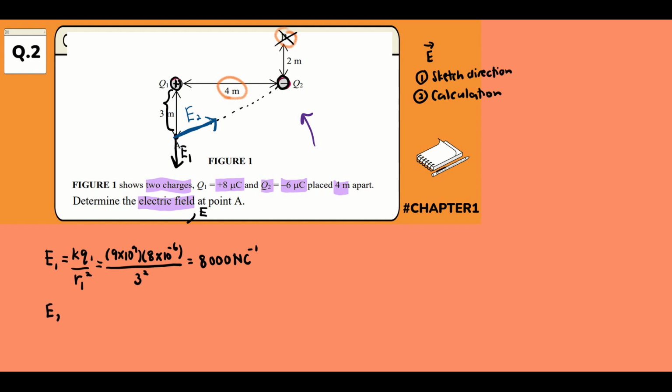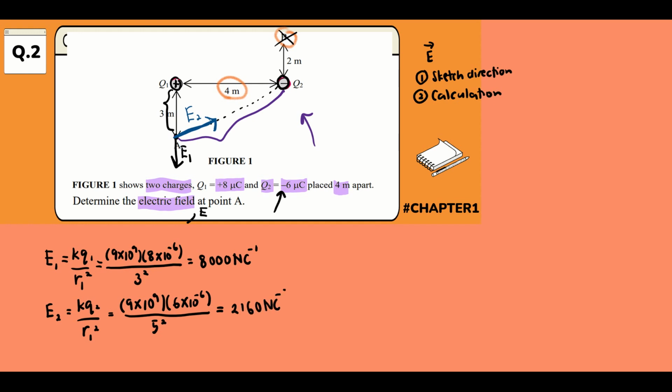And for E2, it's going to be kQ2 over R2 squared. So 9 times 10 to the 9. Please remember we are not including the negative sign of the charge, we just want to get the magnitude. So 6 times 10 to the minus 6, and the distance here is 5 squared. Why 5? Later we'll find why. Your E2 is equal to 2160 Newton per coulomb.